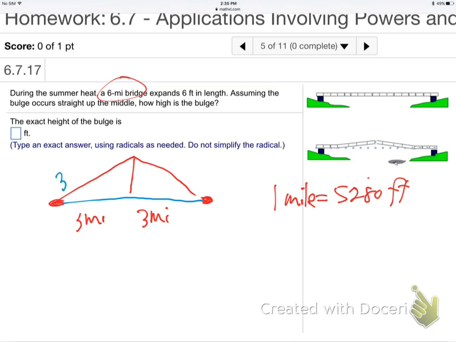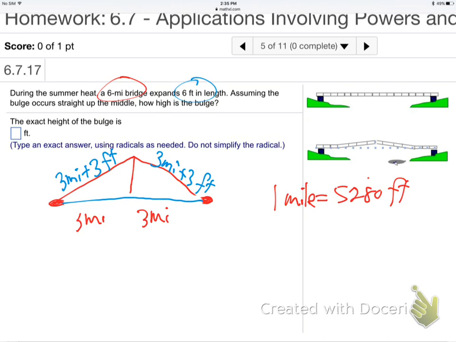And this part is going to be 3 miles plus 3 feet, because each side gets 3 feet longer, 6 feet total. And this side will be 3 miles plus 3 feet. Each side gets 3 feet longer in the summer heat, total 6 feet in length. That's not much growth. Everybody good to there? See how I'm doing that? Does that make sense? The bridge gets a little longer in the summer and pops up.